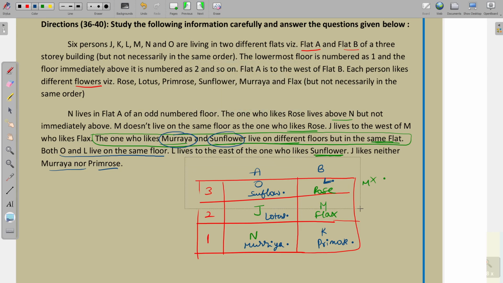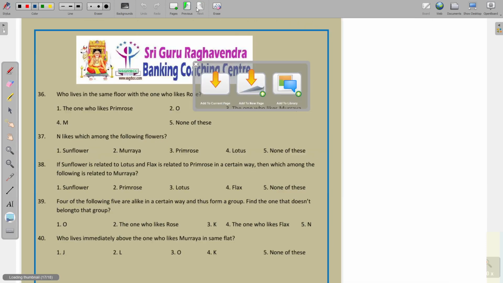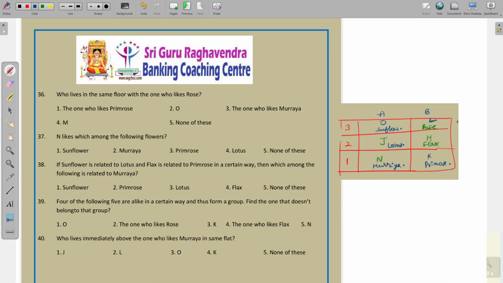Let us move on to the questions. Let's have a look. Question number 36. Who lives on the same floor as the one who likes rose? That is O, sunflower. Okay, O, sunflower. N likes which of the following flowers? That is Muria. If sunflower is related to lotus, so sunflower here and lotus here, and flax is related to primrose, in a certain way, which of the following flowers? So Muria is related to lotus. Okay, so both are immediate neighbors, since they are one above the other.